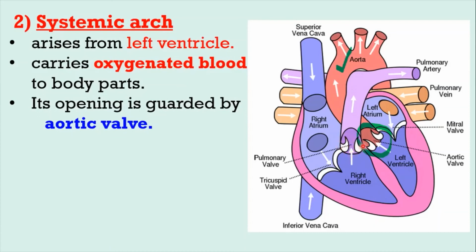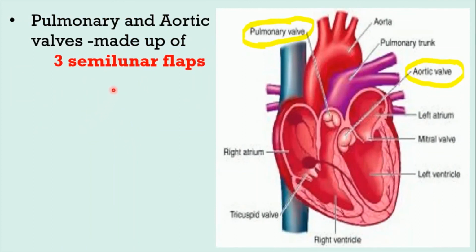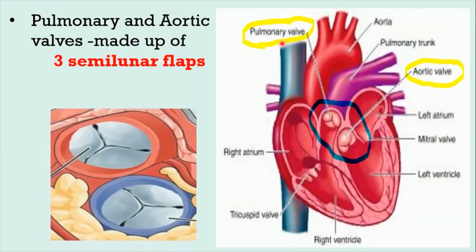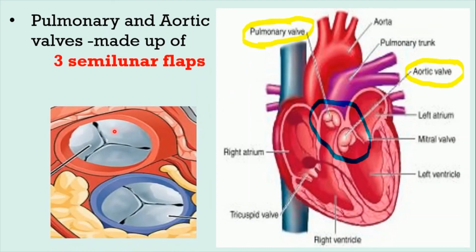Here, the opening of pulmonary arch is guarded by pulmonary valve and the opening of systemic arch is guarded by aortic valve. How is the structure of these two valves? The pulmonary and aortic valves are made up of 3 semilunar flaps each. This is aortic valve. There are 3 semilunar flaps in this aortic valve. Here also we find 3 semilunar flaps in pulmonary valve. This is the enlarged picture of these two valves. Here also we find 3 semilunar flaps in each valve.